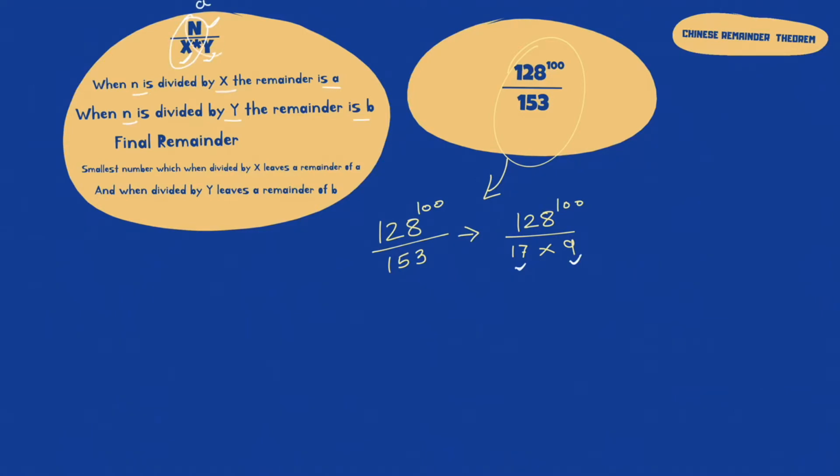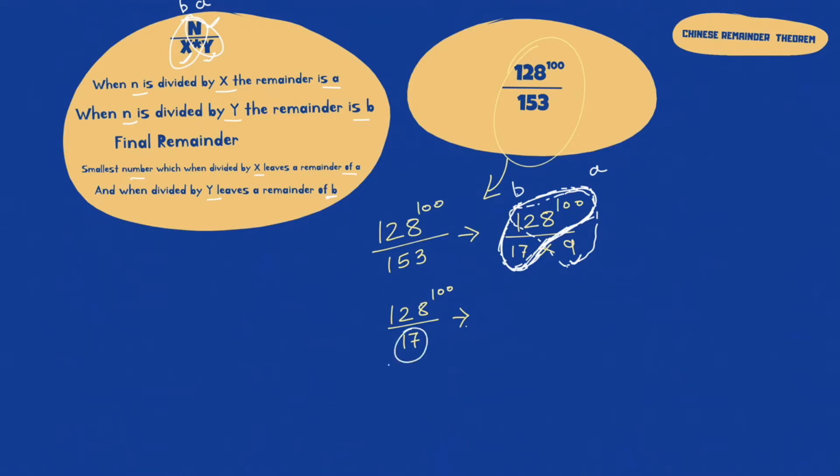So first of all, I'll solve it for n divided by x, which is 128 raised to 100 divided by 17. I'll get the remainder as a. Then I'll solve 128 raised to 100 divided by 9. I'll get the remainder as b. So first let us get a and b before we move on to the next part of Chinese remainder. First to get a, I'll solve 128 raised to 100 divided by 17 and the remainder of that will be a.